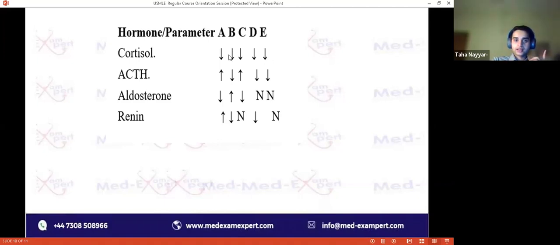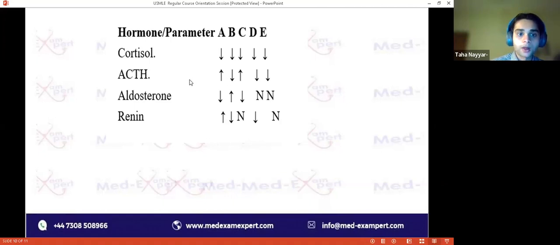Answer A says that cortisol level is low. So this is fine, cortisol level will be low. ACTH level, they mentioned in the question that ACTH levels were high. Even if they hadn't, we know that if there is decreased cortisol after an ACTH stimulation test, this is primary adrenal insufficiency, and in primary adrenal insufficiency, ACTH levels are high.